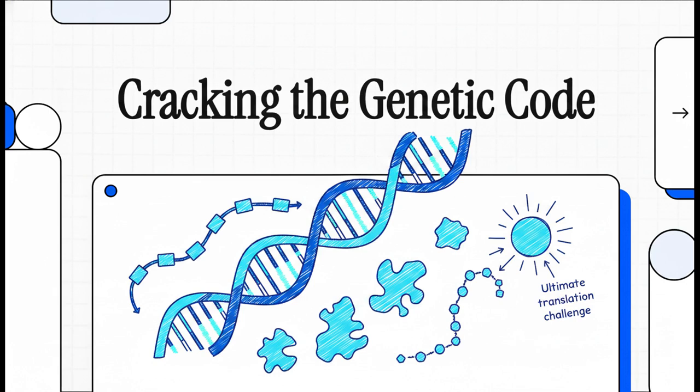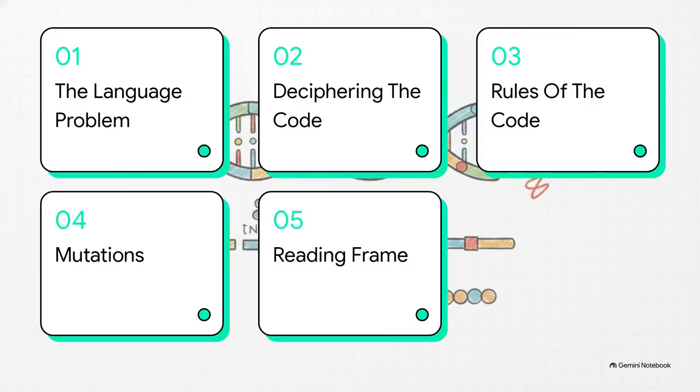Because figuring out what DNA looked like was a huge deal, sure, but deciphering how it actually translates into the building blocks of life, now that was the ultimate biological riddle. So, here's our roadmap for the explainer today. We'll start with a genetic language problem, move into deciphering the code, lay out the rules of the code, look at mutations or genetic typos, and finally wrap up with shifting the reading frame.